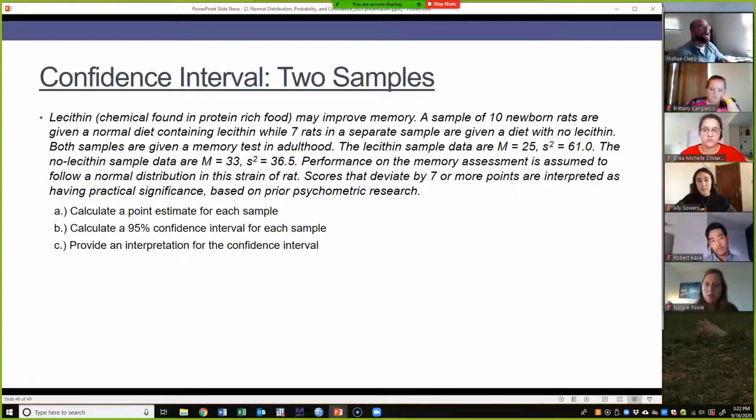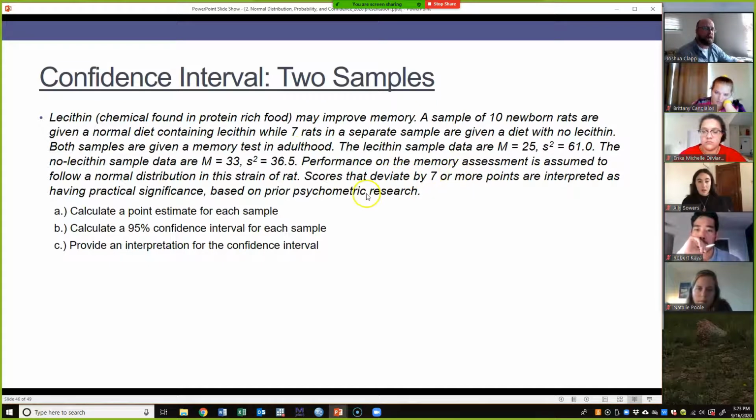All right. What we can do then is we can start to add in multiple samples and start to get a little more elaborate with stuff. So in this example, we've got a certain chemical hypothesized to improve memory. We've got a sample of 10 newborn rats given a normal diet containing lecithin, 7 rats in a separate sample given a diet with no lecithin. When all the rats reach adulthood, we give them a rat memory test, whatever that looks like. Lecithin sample, okay, so the rats that got the memory boosting stuff have a mean of 25, variance is 61. No lecithin sample, data mean is 33, the variance is 36.5.